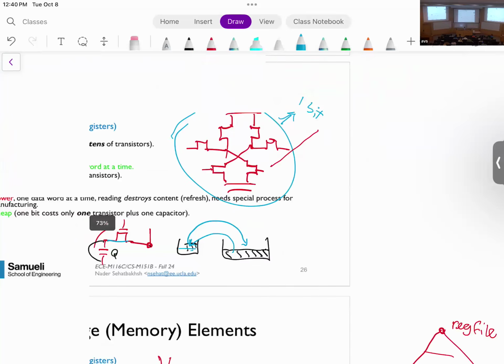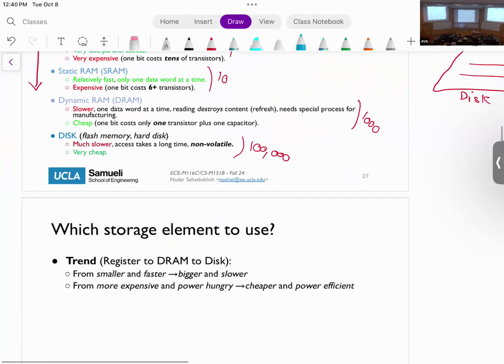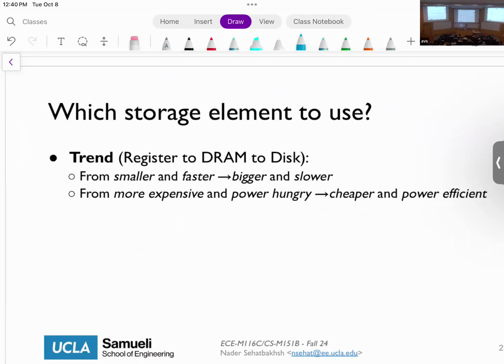All right. By the way, this is a complete detour from what we're going to talk about. But I've seen that this is needed for people to understand. As I said, there is a big trend in memory that if you start from register all the way to DRAM to disk, you start from smaller but faster to bigger but slower. Another trend that you will see is that you start from more expensive and more power hungry, which means that your register file is consuming a lot of power, to a disk that is very cheap and very power efficient.